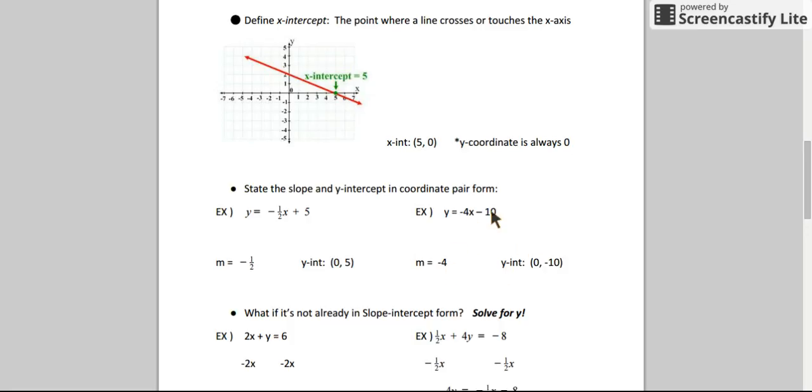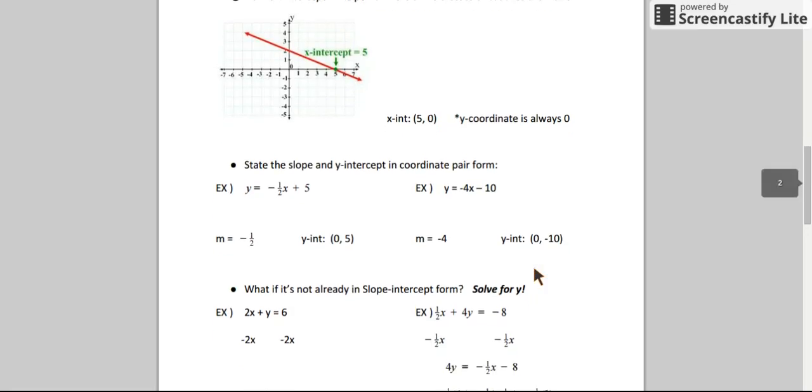And the y-intercept is going to be this value. So we're going to include the negative sign that's attached to the value. So this y-intercept is negative 10, and in coordinate pair form, it would be 0 comma negative 10, because that x coordinate is always 0 for a y-intercept. So it's a little bit easy if it's already in that slope-intercept form. You just got to look in the right spot, state the value.